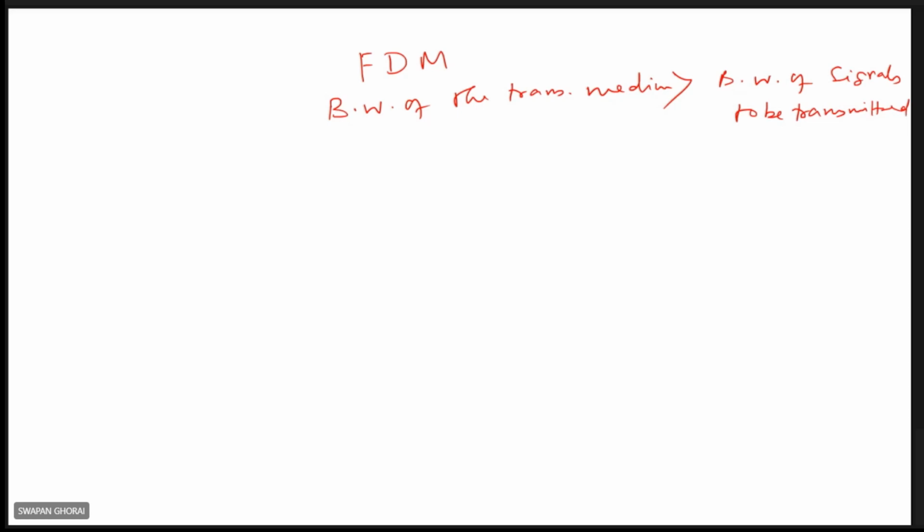These carrier frequencies should be separated sufficiently, otherwise overlapping would be there. Right? So to avoid crosstalk, etc. To avoid overlap, these frequencies should be sufficiently separated. You see the examples of it here. You can see it here.